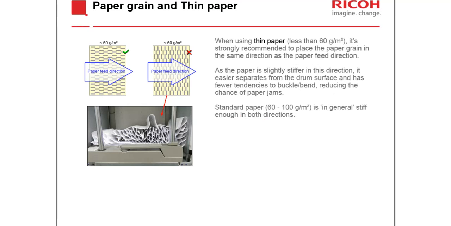When using thin paper, it's strongly recommended to place the paper grain in the same direction as the paper feed direction. As the paper is slightly stiffer in this direction, it separates more easily from the drum surface and has fewer tendencies to buckle or bend, reducing the chance of paper jams. Standard paper is in general stiff enough in both directions.